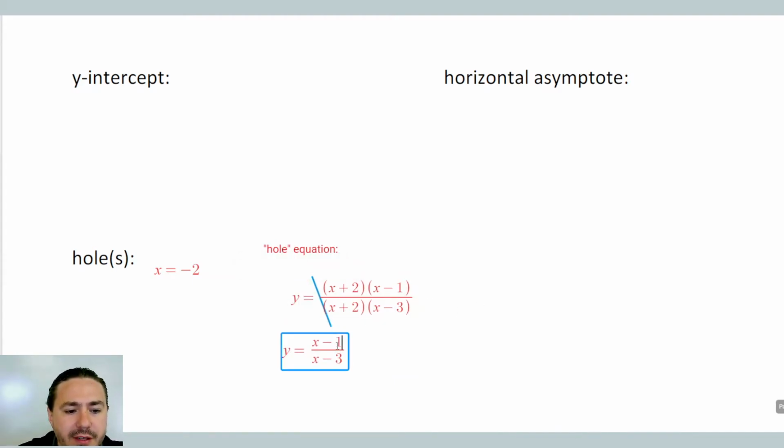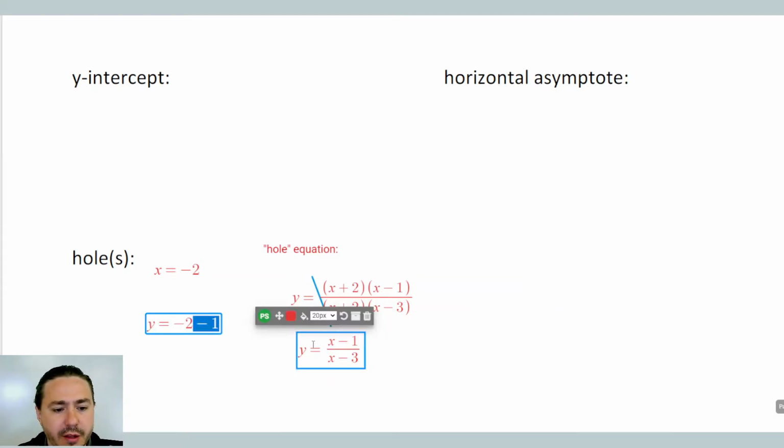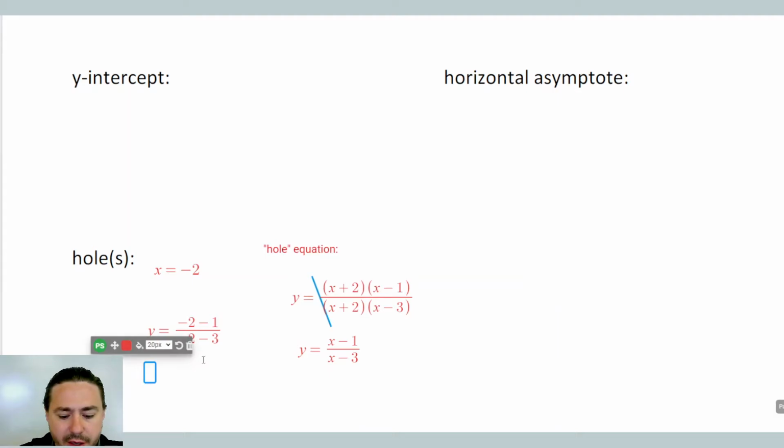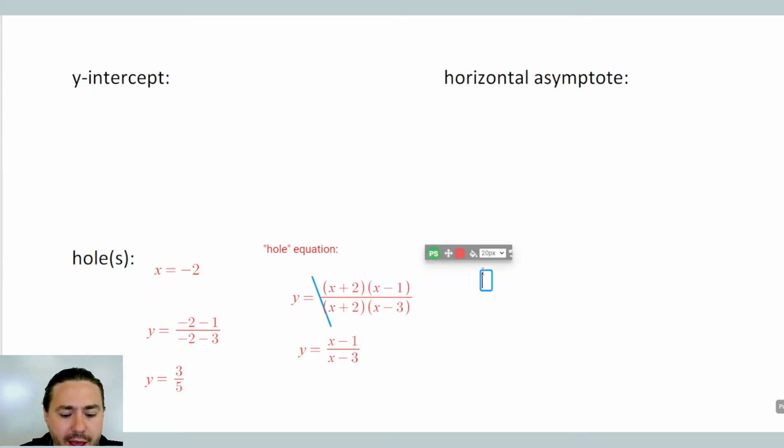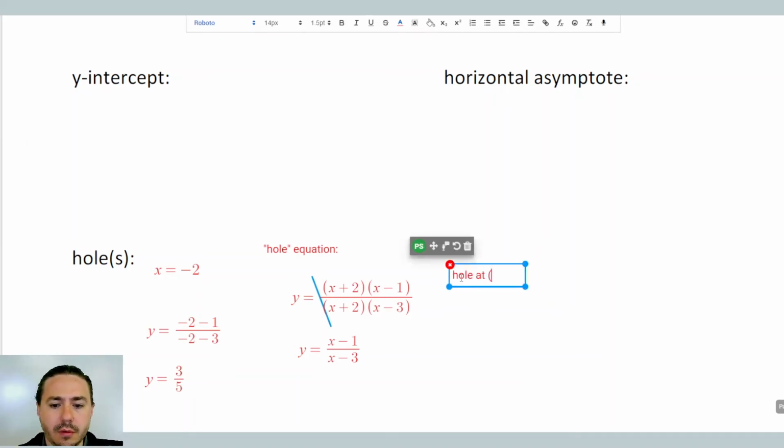So since I know the x value of the hole is at -2, to find the y-coordinate, I'm just going to plug in -2 here. So I'm going to get -2 minus 1 over -2 minus 3. And so this is going to be y equals, what would that be? -3 over -5. So negative divided by negative is positive, so we get positive 3/5 here. So there's a hole at -2 comma 3/5.